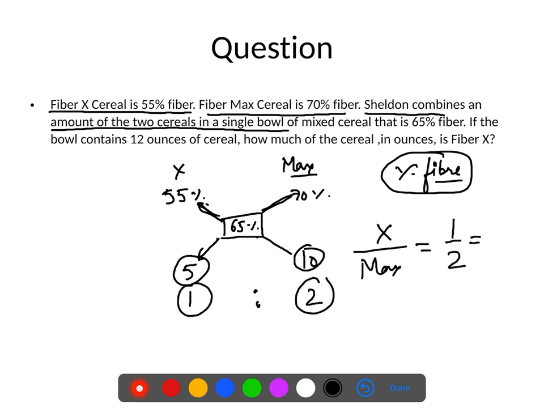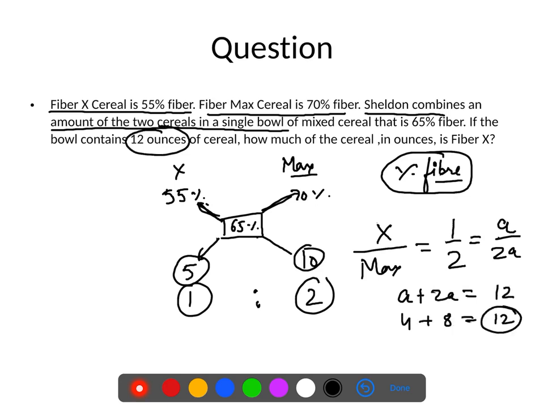Or simply saying, it's like A upon 2A. So A plus 2A, the combined weight, is given as 12 ounces. So it has to be 4 plus 8, that is equal to 12. 4 is your answer. That's what we need to figure out.